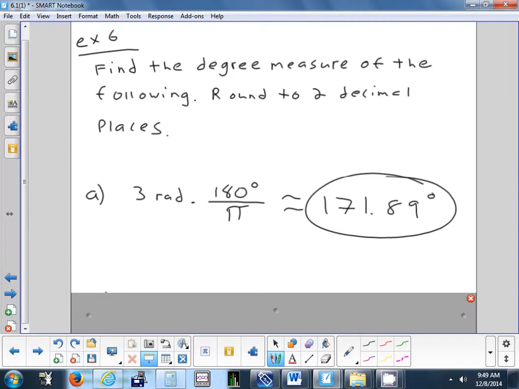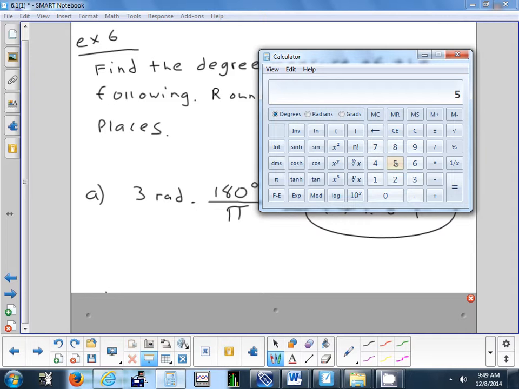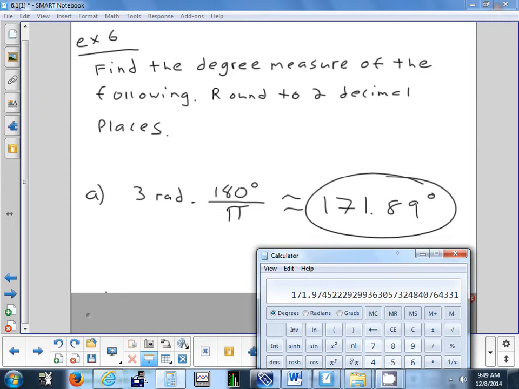And that's degrees. Let me show you what happens if you don't use the pi button. I'm going to type the same thing. Do 3 times 180, that's 540. But then divide by 3.14. We get 171.97. That's quite a bit off. It's not like we got 0.89 and 0.88. That'd be pretty close. We got 0.89 and 0.97. So if you don't use the pi button, it's going to throw your answer off. Sometimes quite a bit. Sometimes not as much.